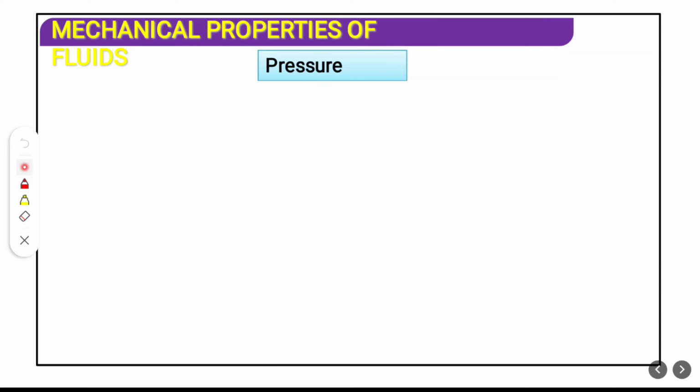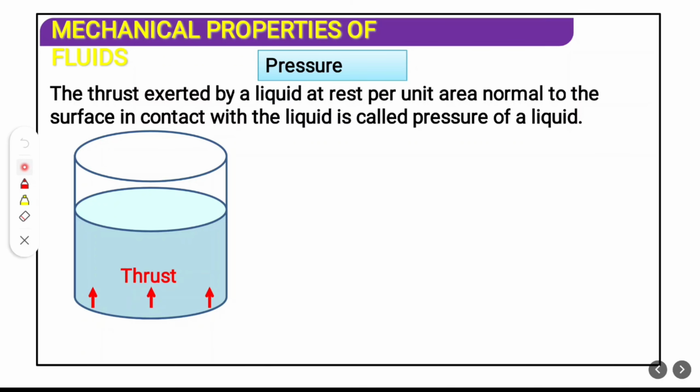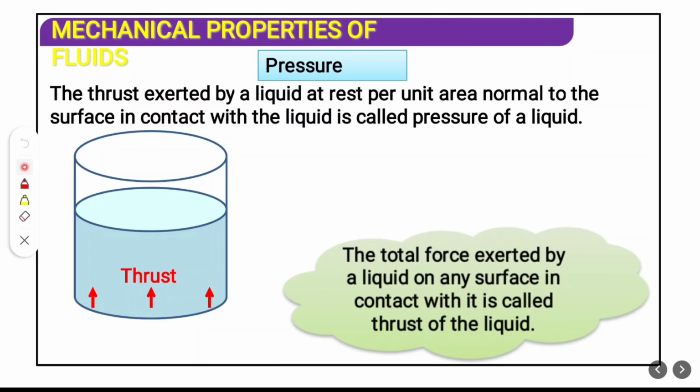So today we are going to discuss the concept of pressure. The thrust exerted by a liquid at rest per unit area normal to the surface in contact with the liquid is called the pressure of a liquid. Here, this is a liquid in contact, and the force is exerted per unit area normal, that is perpendicular, to the surface. So the total force exerted by a liquid on any surface in contact with it, I can call the thrust of the liquid.